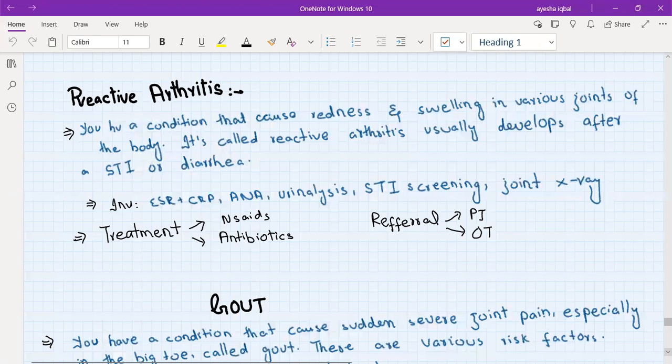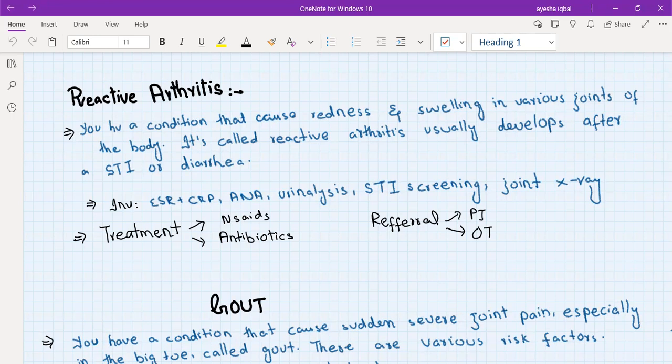Okay, now let's discuss each differential and its management in detail. So reactive arthritis, for example, you have a patient with reactive arthritis. Now, reactive arthritis, as you are aware, is a kind of arthritis that occurs after any sexually transmitted infection, or it can occur after any gastroenteritis, for example, by Campylobacter jejuni. And the mnemonic to remember reactive arthritis is can't see, because in reactive arthritis, eyes are involved. So there is uveitis, there is conjunctivitis. So can't see, can't pee.